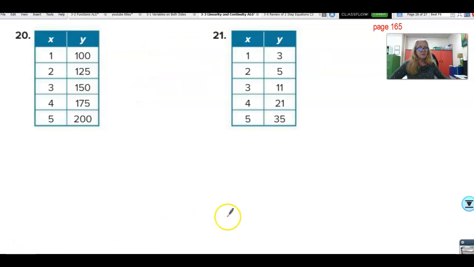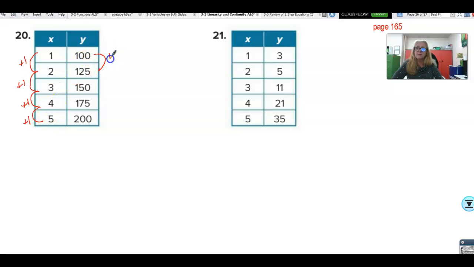Next, we have little tables. Remember, with tables, we're looking for a constant rate of change. A constant rate of change indicates a straight line. Okay. From here to here, this is an increase of 1. This is an increase of 1. This is an increase of 1. This is an increase of 1. These all increased at the same rate.